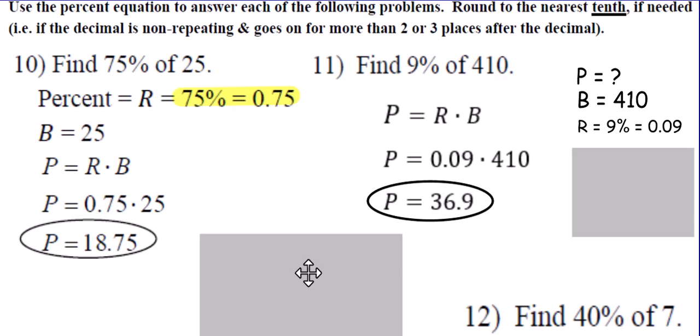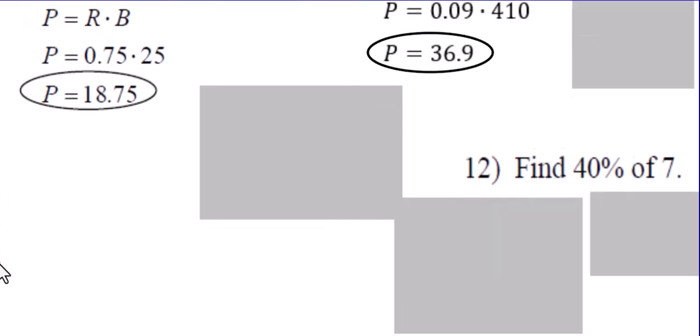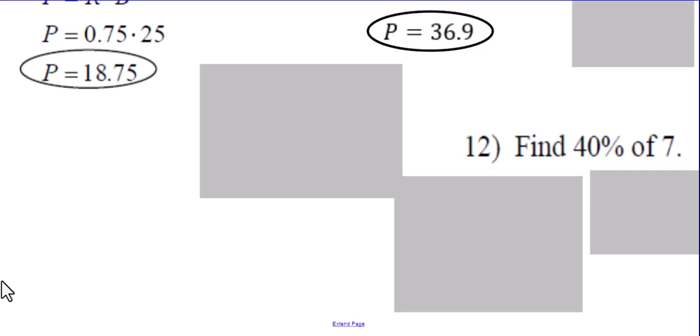Pick which one you prefer. Pick which one you like a little bit better to use, and use that strategy or that method. I personally like the equation a bit better, but a lot of students prefer the proportion, and that's okay. All right, number 12, find 40% of 7.